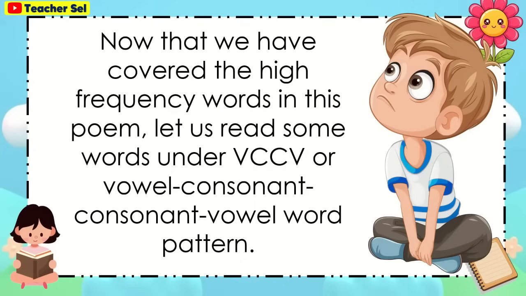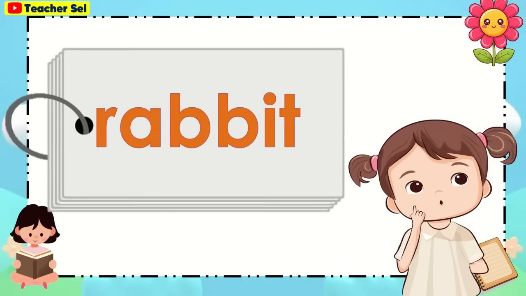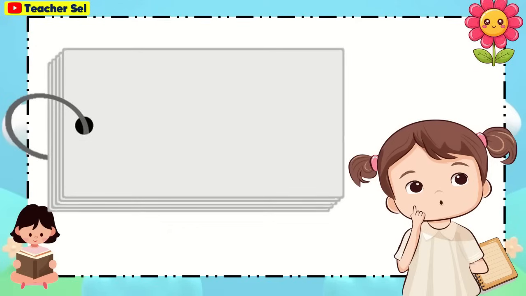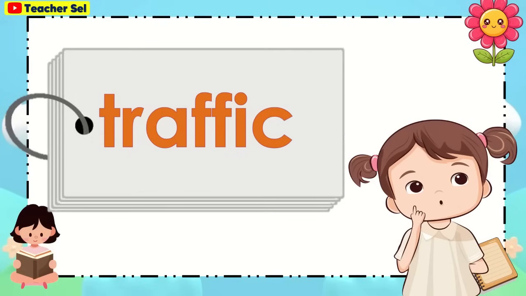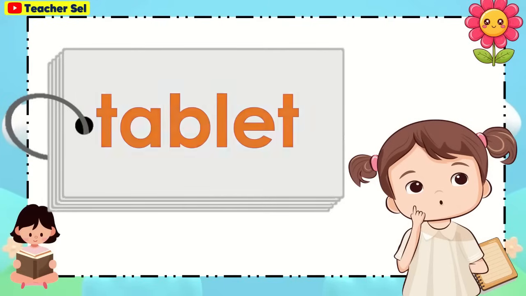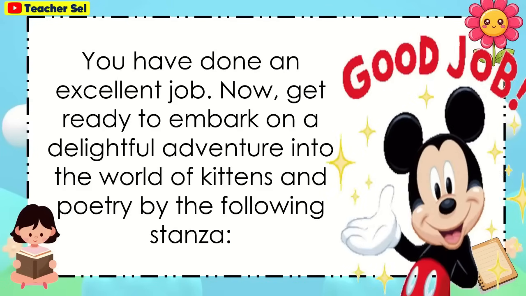Now that we have covered the high-frequency words in this poem, let us read some words under VCCV or vowel-consonant-consonant-vowel word pattern. Rabbit, magnet, tennis, traffic, tablet, sunset. You have done an excellent job.